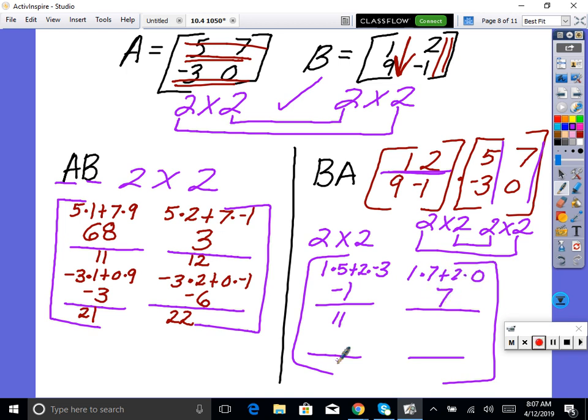And then let's go to this one. This and this, right? 9 times 5 plus -1 times 3. So that's 45 minus 3, 42. Oh, sorry. It should be positive for your sake, right? So we have 45 plus 3, which is 48. Good catch. And then we have our second row, second column, right, everybody? So 9 times 7 plus -1 times 0, so that would be 63.